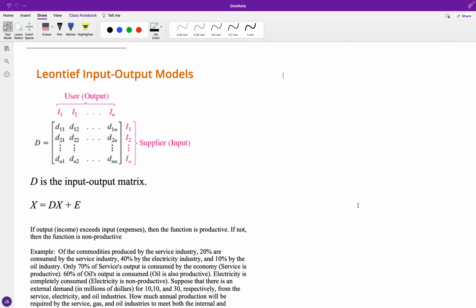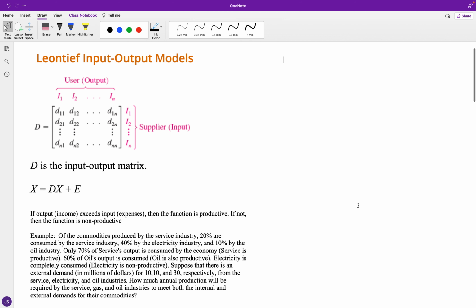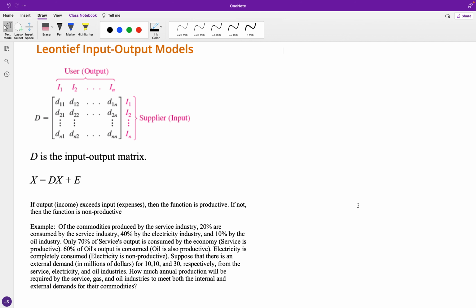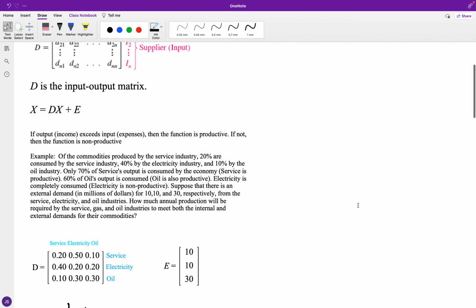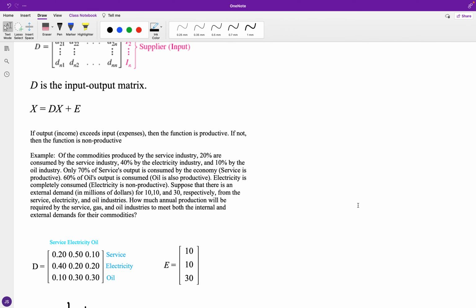And just an application of the Leontief input-output model. We have the service, electricity, and oil industries. It says here that of the commodities produced by the service industry, 20% is consumed by the service industry itself, 40% by the electricity industry, and 10% by the oil industry.